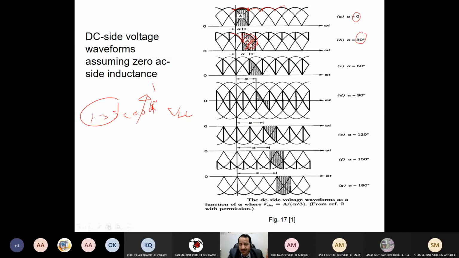Now, if I increase alpha to 30, you see how the waveform looks? You see, this is the shaded area, the voltage, how the output voltage looks. 60, see the shaded area. 90, I'm increasing. 120, oh, just a minute.